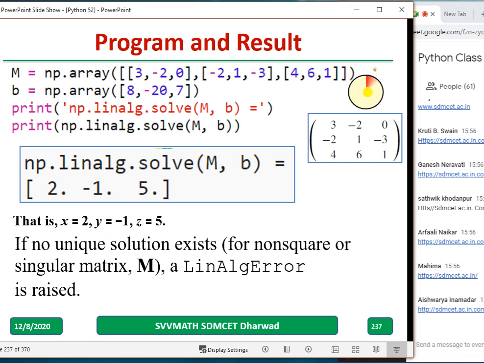Sometimes, if there is no solution, or for a non-square matrix, a LinAlgError is raised. Copy this 2-3 line program; there is no need to copy the answer. The matrix you have already copied from the previous slide. Now you have copied a hardly 3-line program, and you can execute it and observe the output.